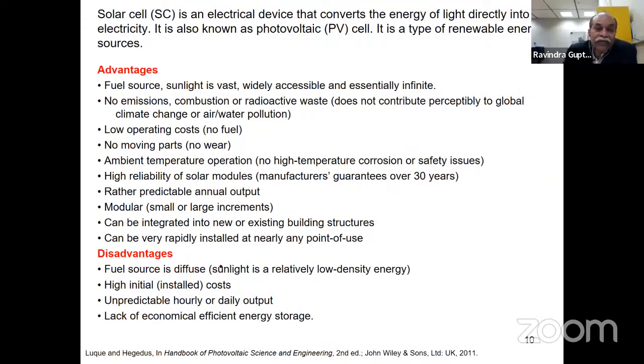But it has some disadvantages also. The sunlight is intermittent. The fuel source is diffused, so the density is less. High initial cost: at the beginning, we have to put in a lot of money. If we have silicon-based solar cells, we get our money back within 3 years, but for dye-sensitized solar cells, it is less than 1 year. Unpredictable hourly or daily output. Of course, for the year we can predict, but on a daily basis we can't.